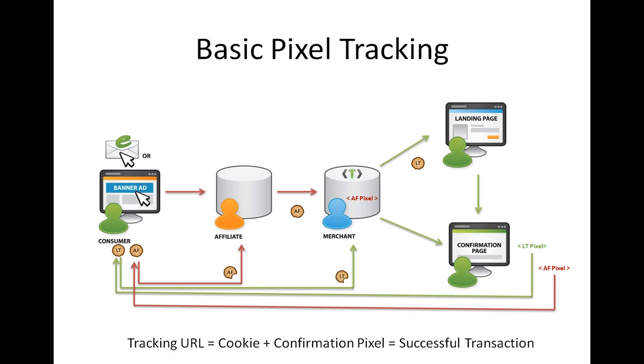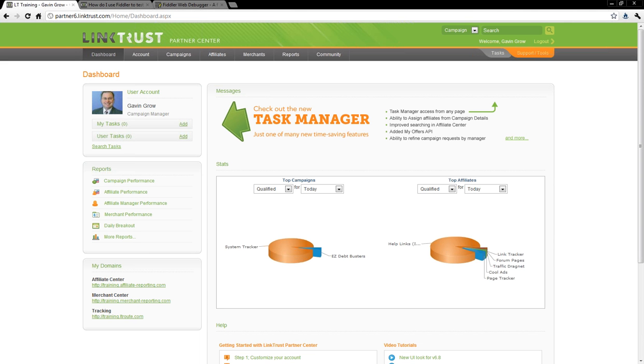Generally, the tracking URL will drop the cookie. That cookie plus the confirmation pixel will equal a transaction in the system. So now with this basic understanding, we can now go into LinkTrust and view the 5 basic steps on getting started.